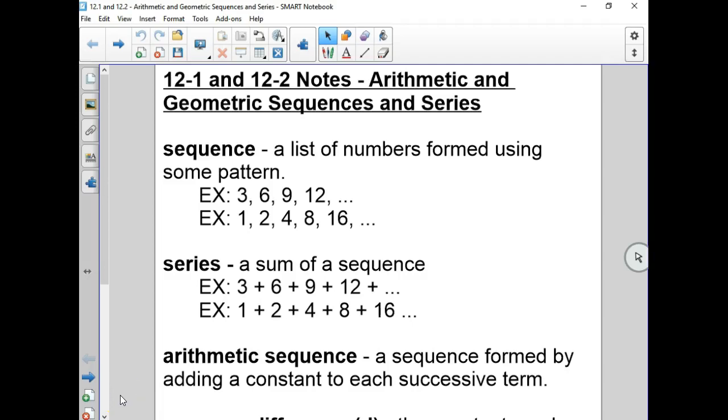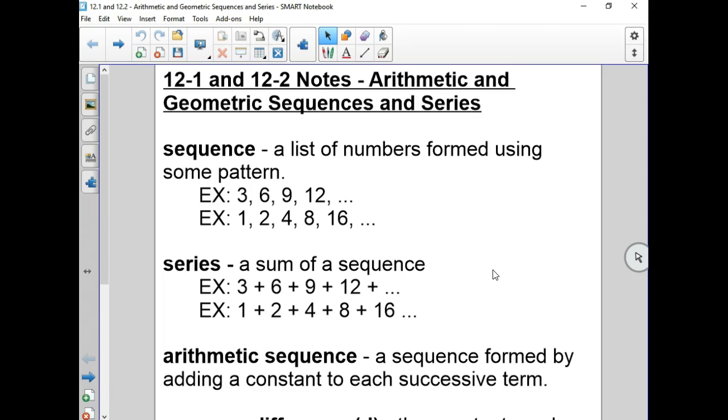In this section, we are going to look at arithmetic and geometric sequences and series. So a sequence is a list of numbers formed using some pattern. So for example, 3, 6, 9, 12, or 1, 2, 4, 8, 16. The sequence is the list of numbers. A series is a sum of a sequence.